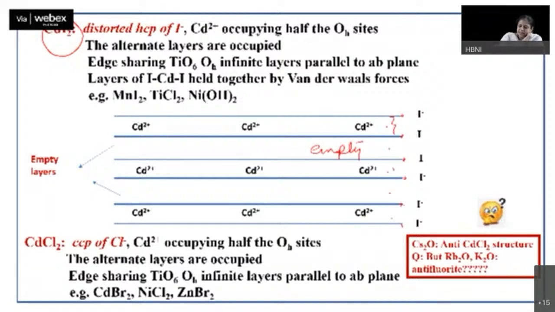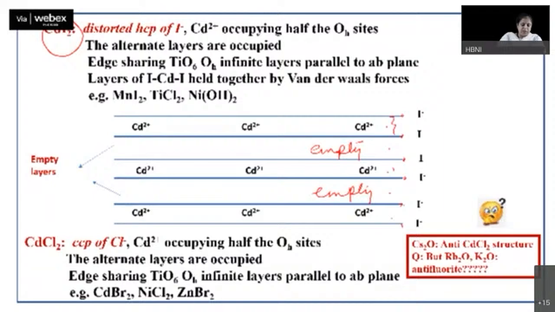This layer is occupied, this layer is empty. So CdI2 can easily be cleaved into layers. This is how your structure is related to property. Why is CdI2 easy to cleave? I hope from now on you would be able to answer that question.